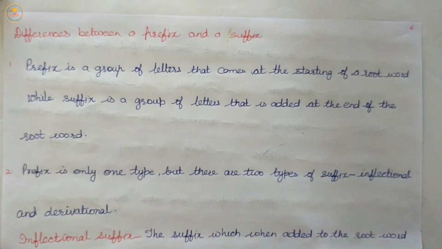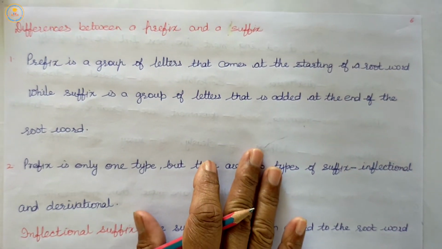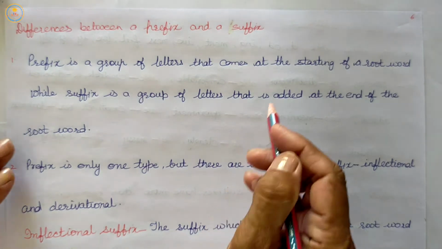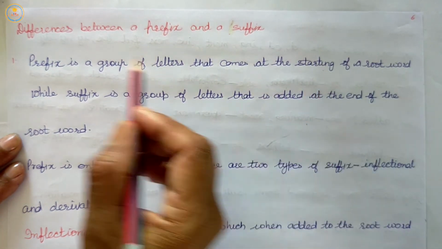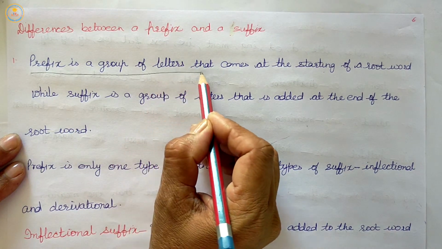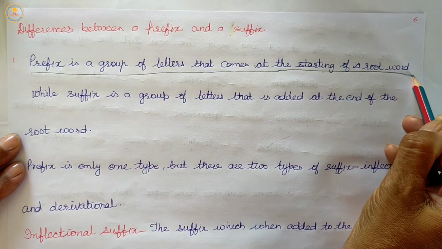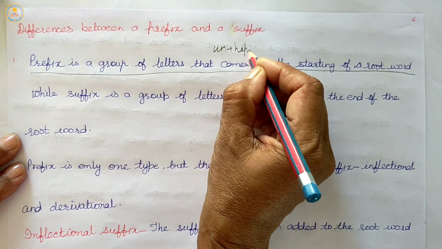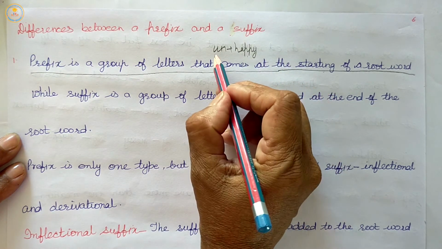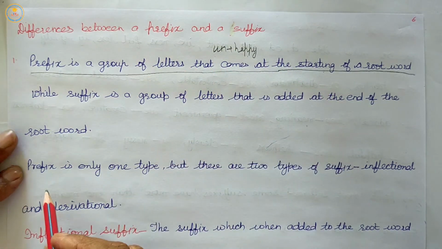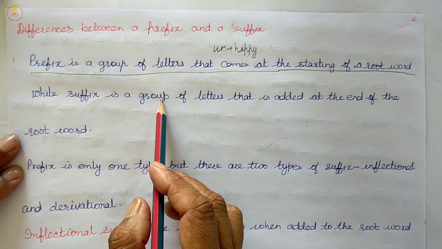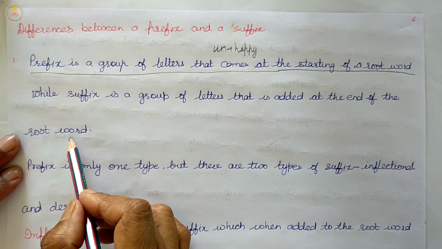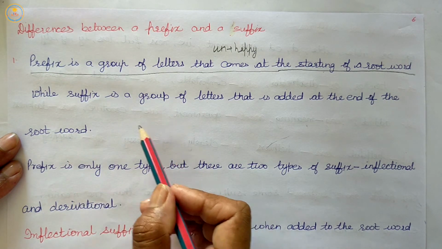Let us see the differences between prefixes and suffixes. A prefix is a group of letters that comes at the starting of a root word. We read un plus happy. So this is the root word and this is the prefix. While a suffix is a word or group of letters or a single letter that is added at the end of the root word.